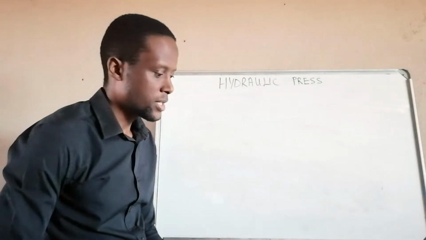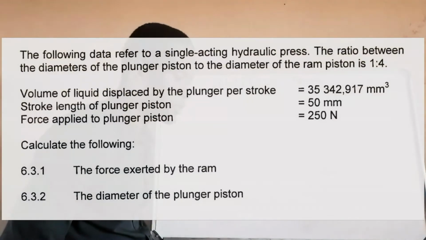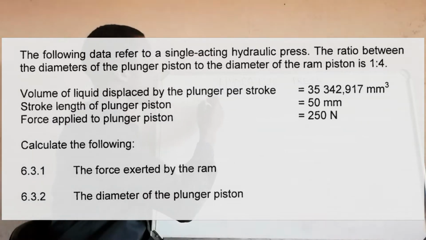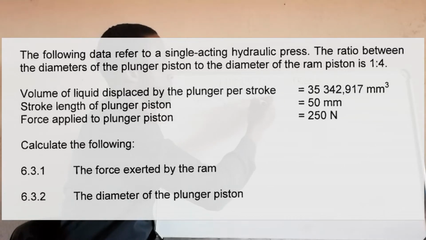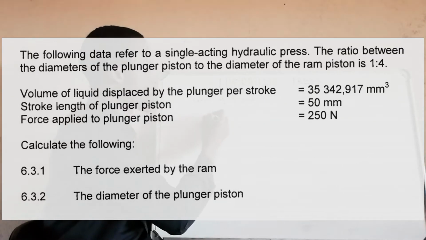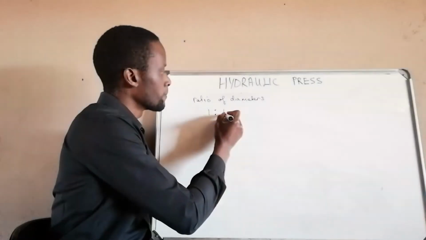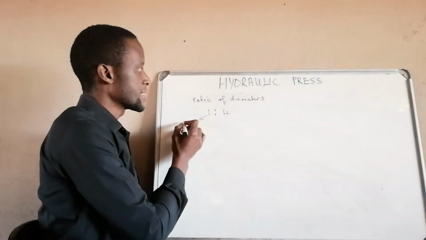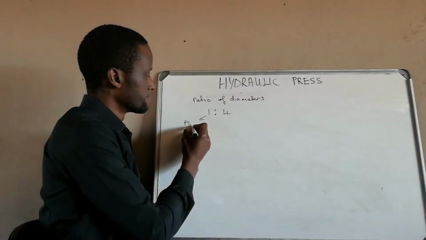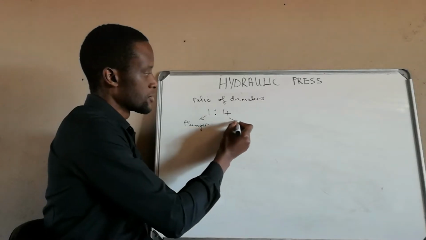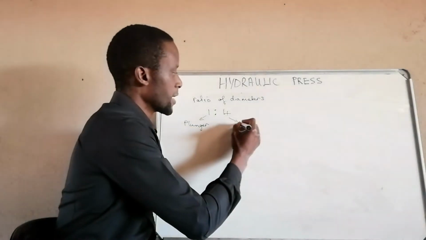Alright, so for our first question, the question reads as follows. The following refer to a single acting hydraulic press. The ratio between the diameters of the plunger piston to the diameter of the ram piston is 1:4. So we have a ratio of diameters, and this ratio is 1:4. So this 1 represents the plunger. This 4 represents the ram.